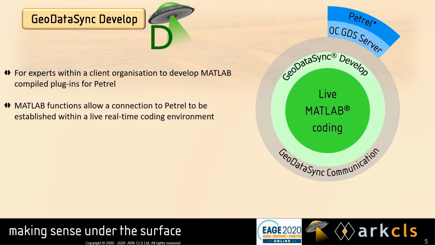Develop allows geoscientists and engineers within a client organization to develop apps and utilities within MATLAB or Python live with a core system, in this case, Petrel. Establishing connectivity through a live GeoDataSync server allows real-time operations to be performed in a live coding environment, using data obtained from Petrel via the rich set of GeoDataSync GET action functions. Once the data has entered the coding environment, various proprietary algorithms and functions can now be applied to enhance the data. Finally, any new data generated can be written back to Petrel using the GeoDataSync create and put action functions.